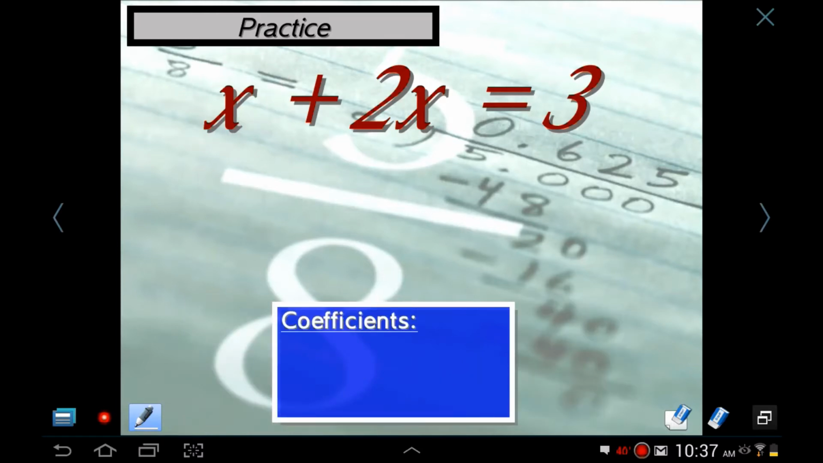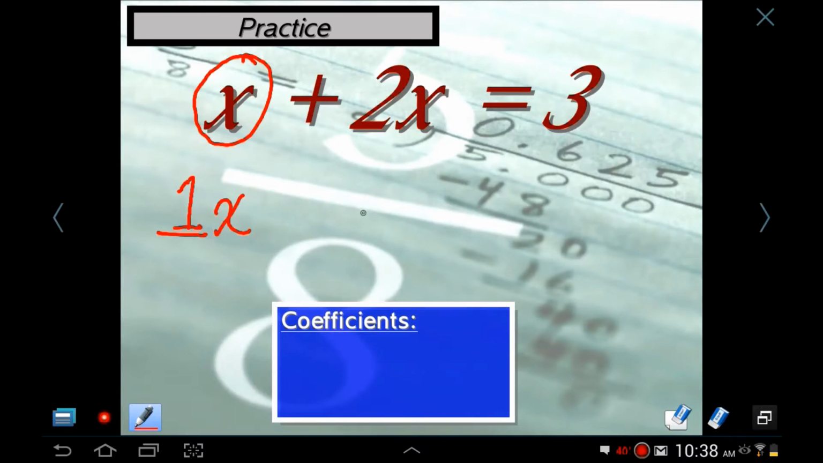Coefficients, what are the coefficients? Now, one thing that might trip you up a little bit is if there's a lone letter, like just x or a or whatever the letter is, there's a coefficient there. A lot of people say, well, there's no coefficient on x. Well, by default, it's invisible, but you know it's there, and it's the number 1. There's always going to be a coefficient of 1.